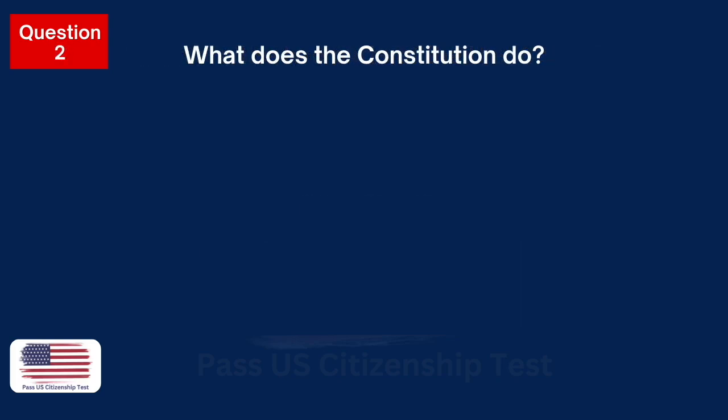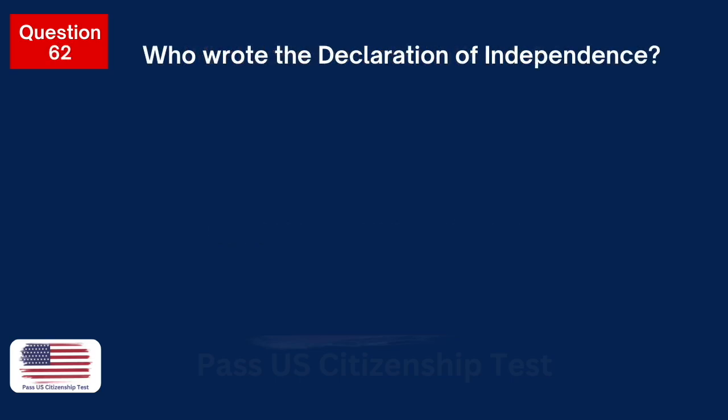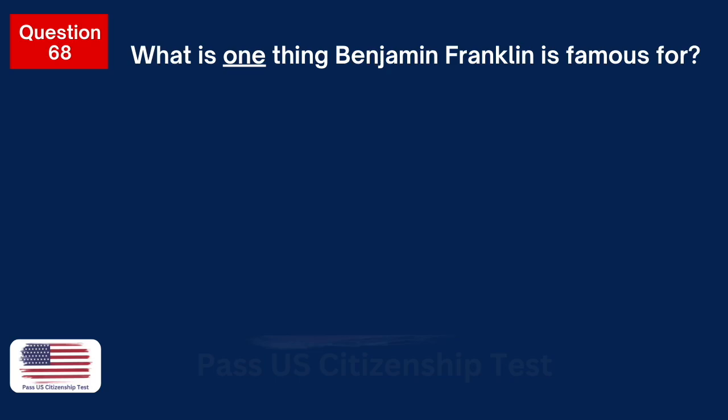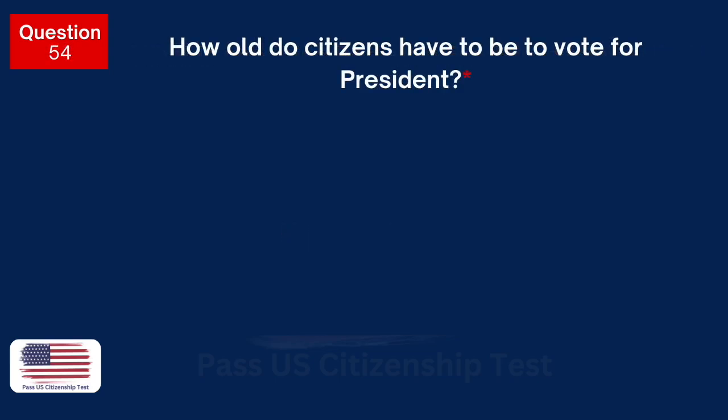What does the Constitution do? Sets up the government. Who wrote the Declaration of Independence? Thomas Jefferson. What is one thing Benjamin Franklin is famous for? U.S. diplomat. How old do citizens have to be to vote for president? 18 and older.